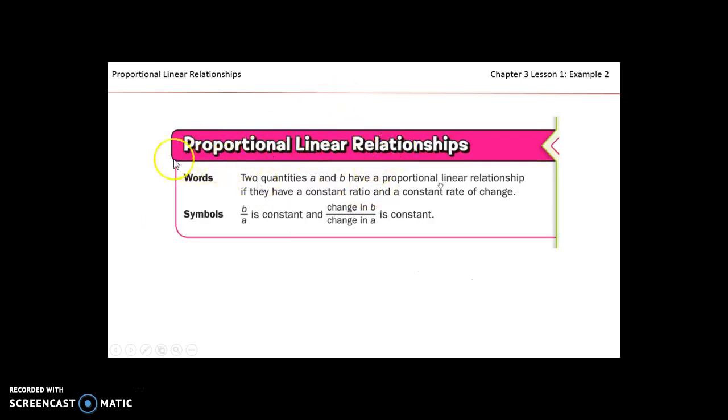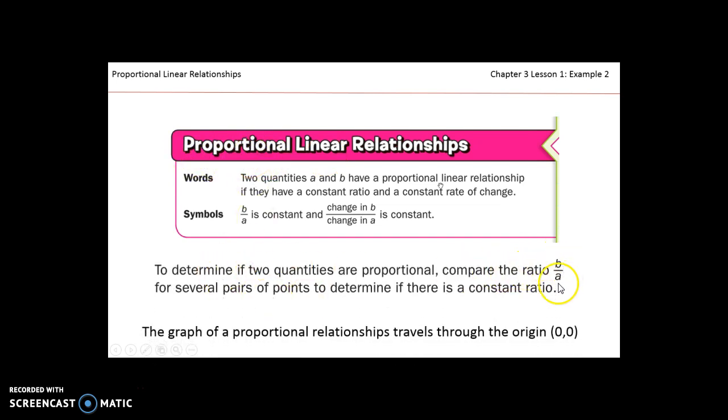Proportional linear relationship. So in example 2, not only are you going to have to determine whether the relationship is linear, we're going to check to see if it's proportional. Okay? And essentially what this box is telling us is that if we take our output and divide it by our input, each individual output and input should be the same throughout the problem. Okay, then it is also proportional. Not only is it linear, it's also proportional. So we're going to check for linear and then proportional.